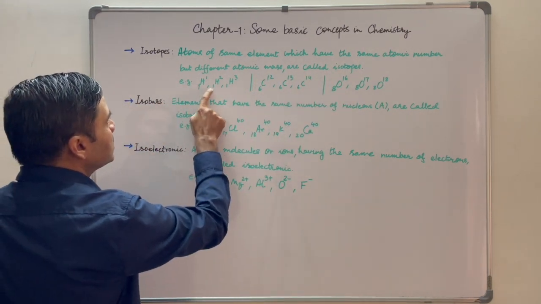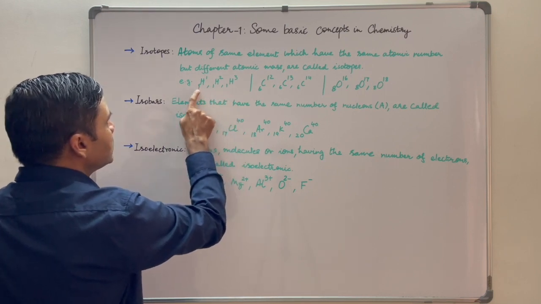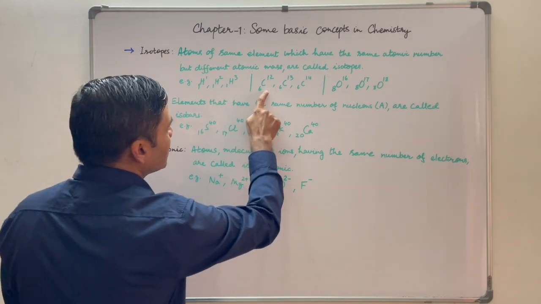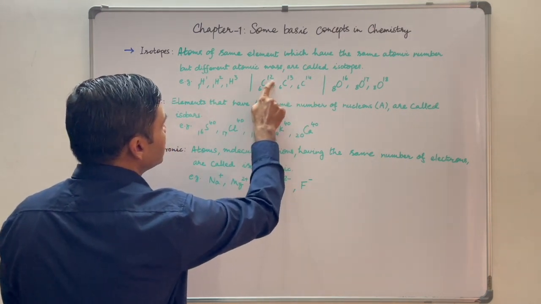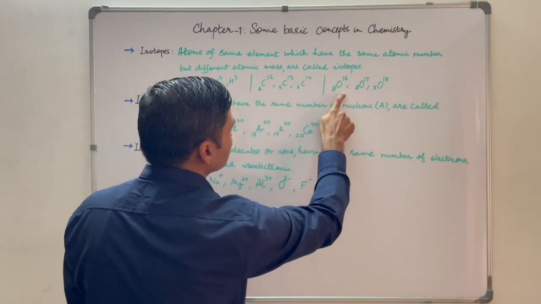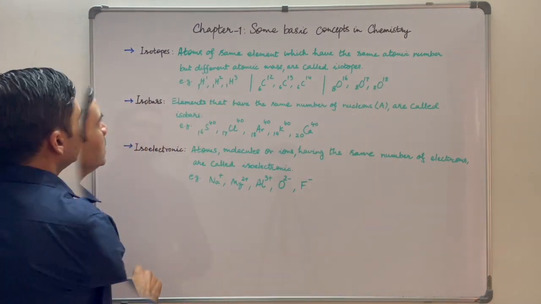Example, hydrogen has 3 isotopes, 1H1, 1H2 and 1H3. Notice Z is same but A is different. Similarly, carbon has 3 isotopes, 6C12, 6C13 and 6C14. Oxygen has 3 isotopes, 8O16, 8O17 and 8O18.